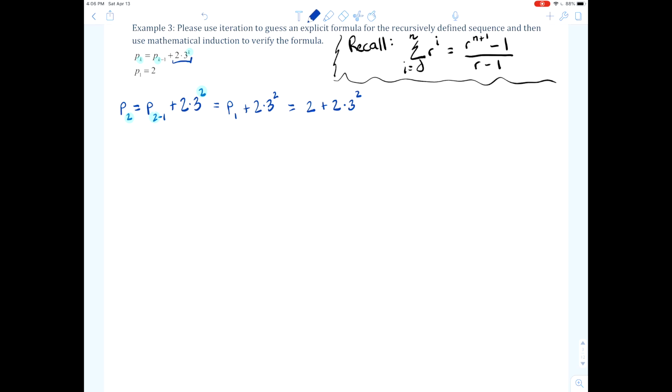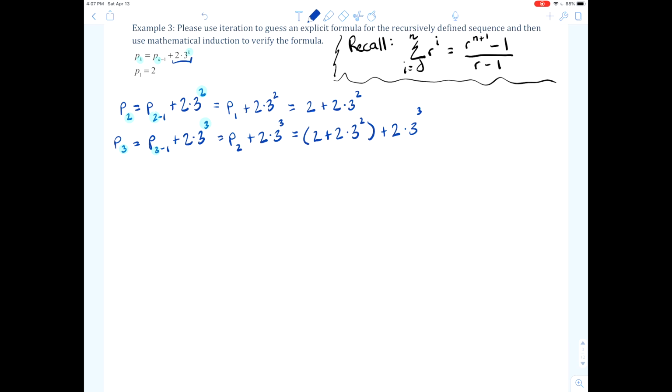Good so far? All right, so P3 is going to be P sub 3 minus 1 plus 2 times 3 cubed. Again, wherever I see a k, I put in a 3. This is going to yield P2 plus 2 times 3 cubed. Well, what was P2? P2 was 2 plus 2 times 3 squared, right? And then we're adding 2 times 3 cubed.